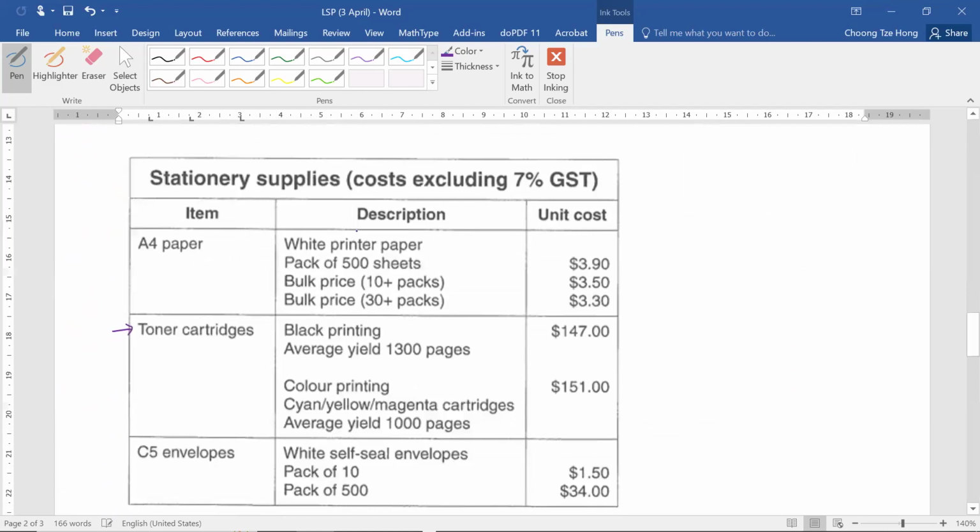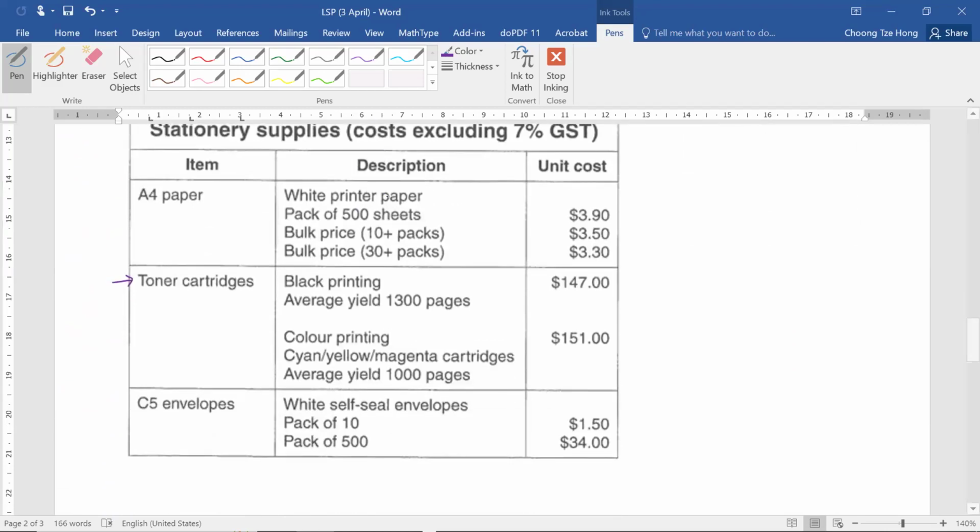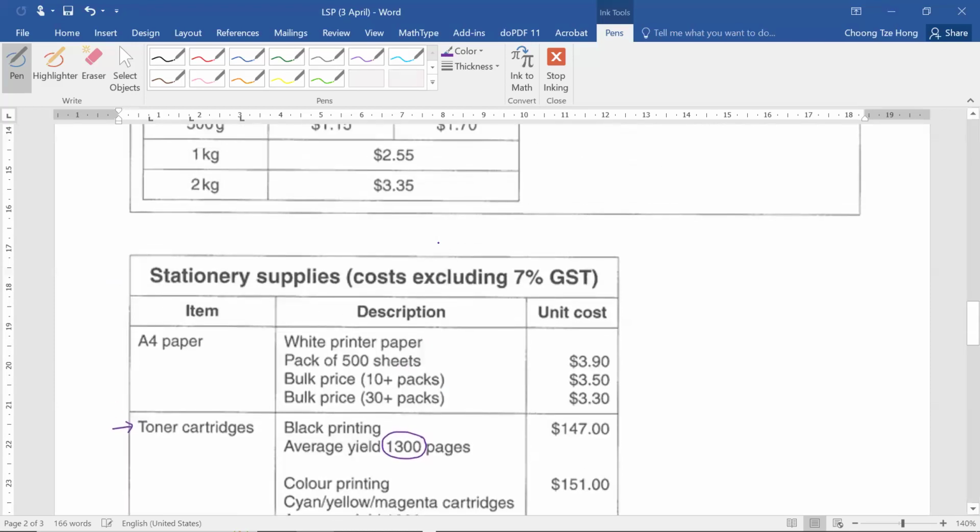The number of toner cartridges you need will depend on the number of pages you are printing, because each toner cartridge on average can print 1,300 pages. So to solve this question, we need to know how many pages we are printing for all the subscribers in 1 year. Then we just divide by 1,300 to know how many toner cartridges we need. You've got to come up with a simple plan like this in order to answer the questions, which are actually not difficult.